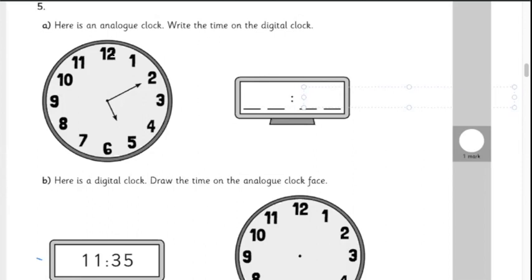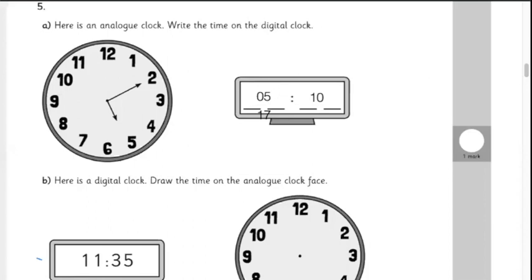Now we know that there are 12 increments around a clock and an hour is 60 minutes. So each increment is going to be 5 minutes because 60 divided by 12 is 5. So we've got to count in 5s from 12 until we get to where our minute hand is pointing. So our minutes should say 10. Our hours should say either 05 or 17. Either one is correct for the mark. If you've written 0510 or 1710, you can have the mark.